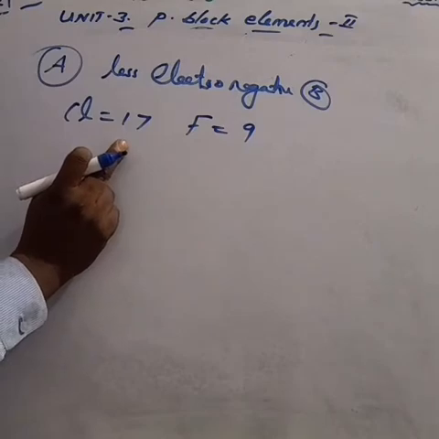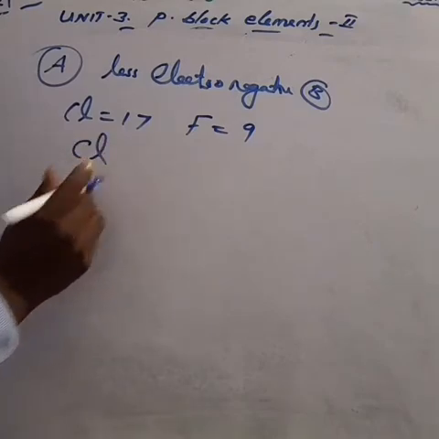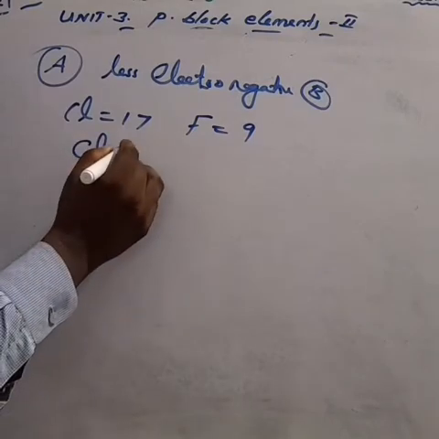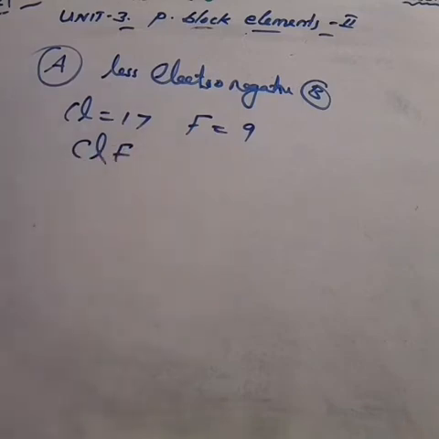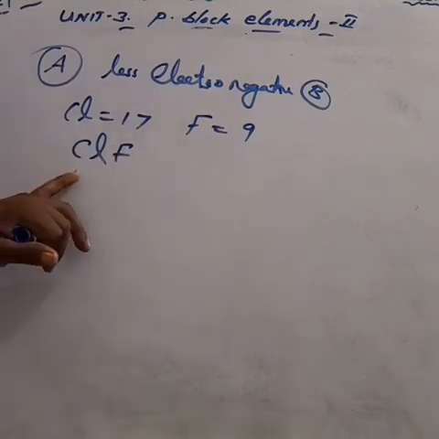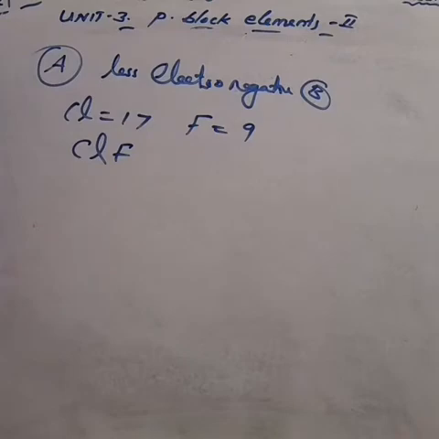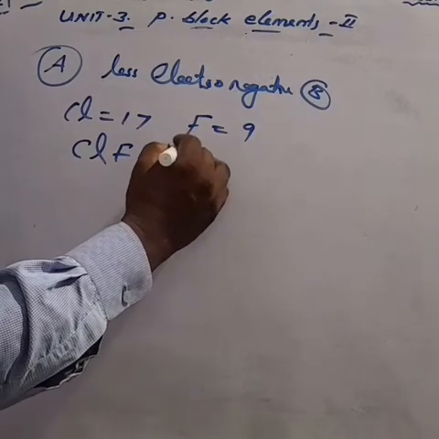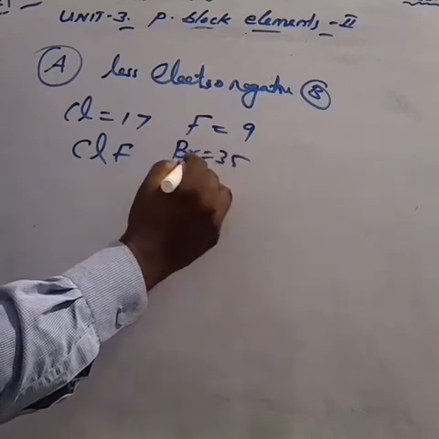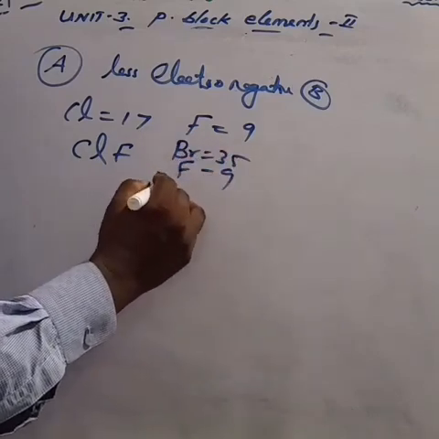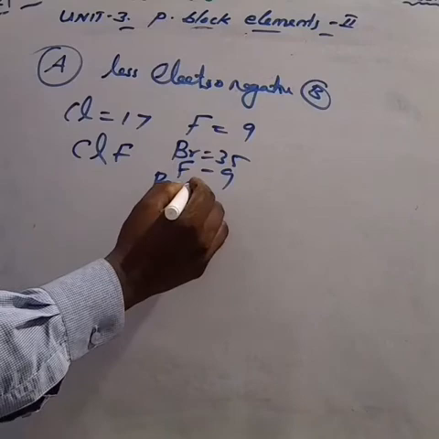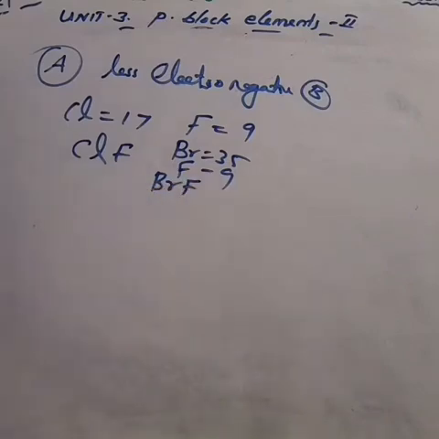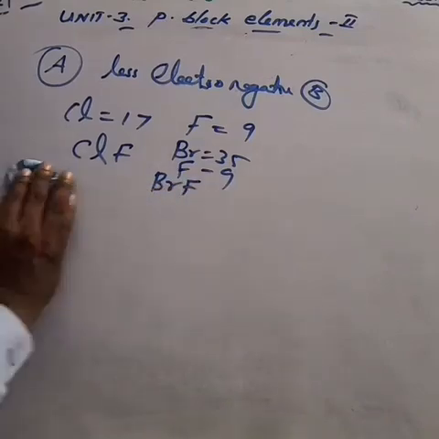Chlorine. So you have to write chlorine, Cl, first, then F. Whichever has the higher atomic number, you write first. When comparing bromine and fluorine, bromine has atomic number 35 and fluorine 9. So which one do you write first? Bromine. BrF. In such a way you have to learn and practice.